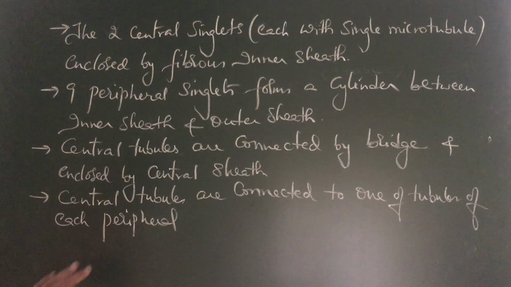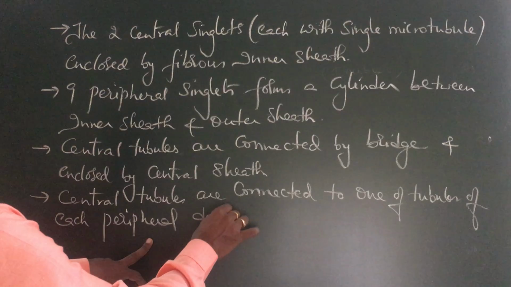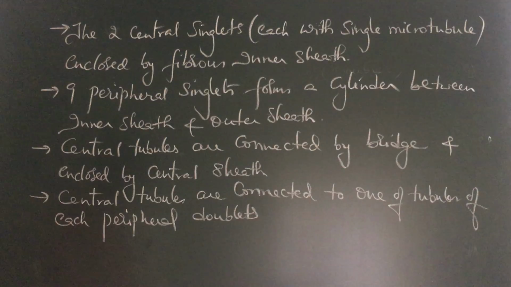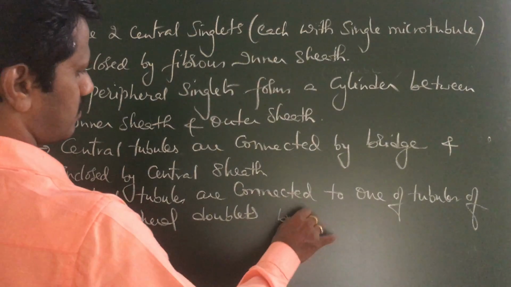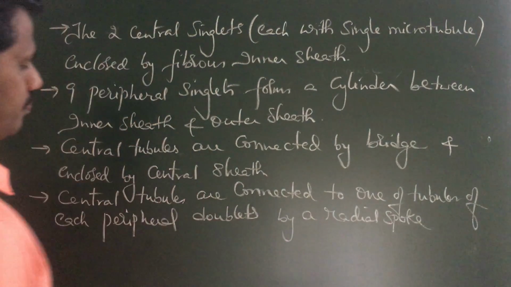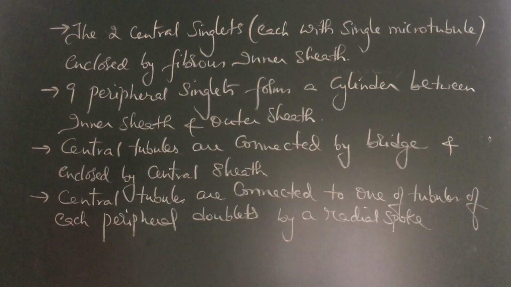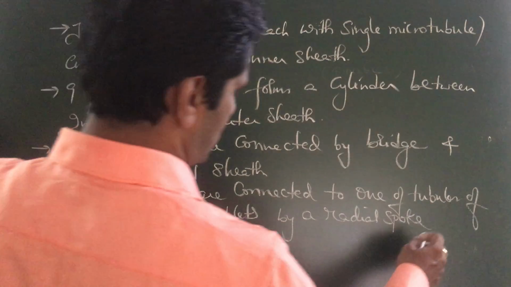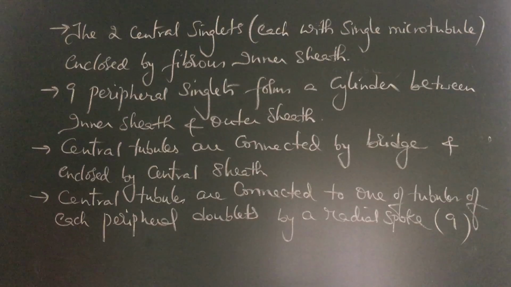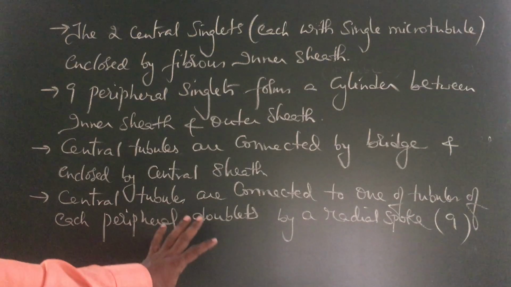That is, each peripheral has doublets. So that is with the radial spokes. So how many radial spokes in total? 9 radial spokes.